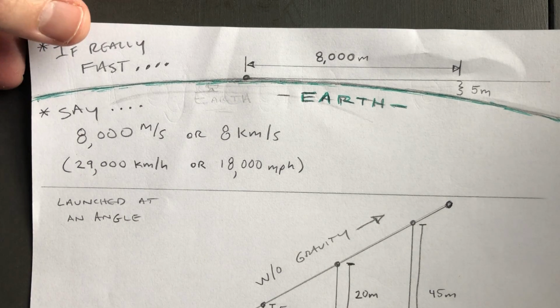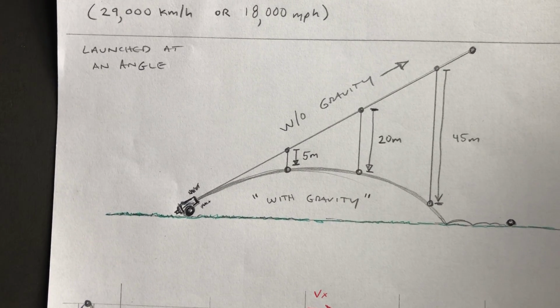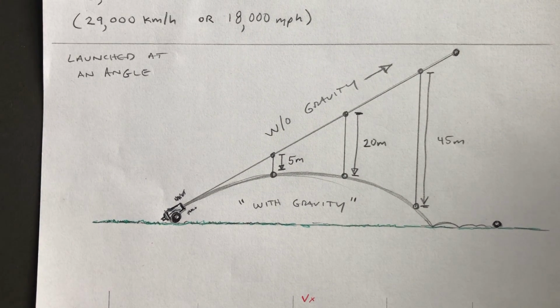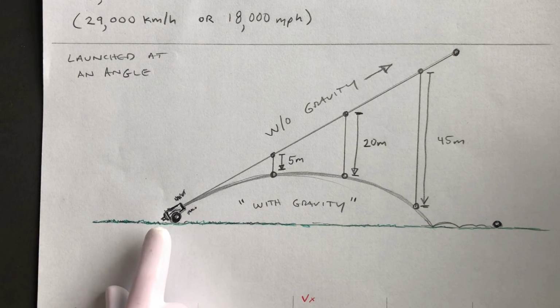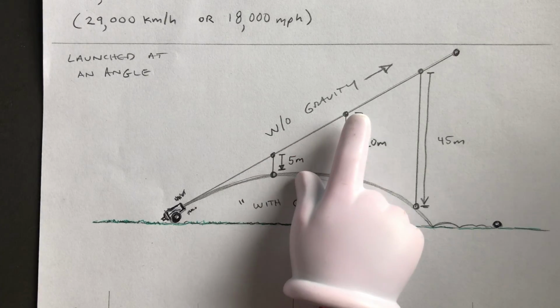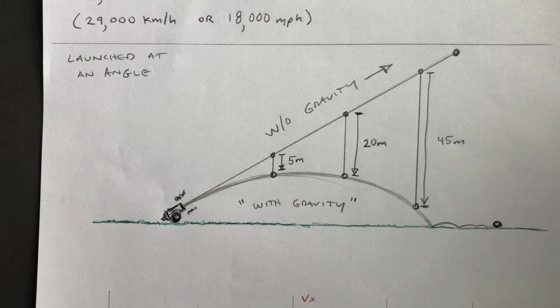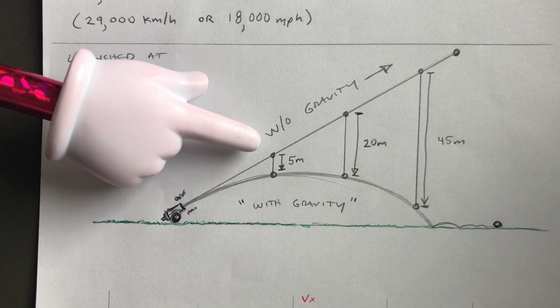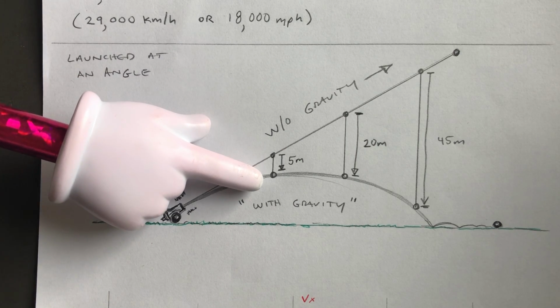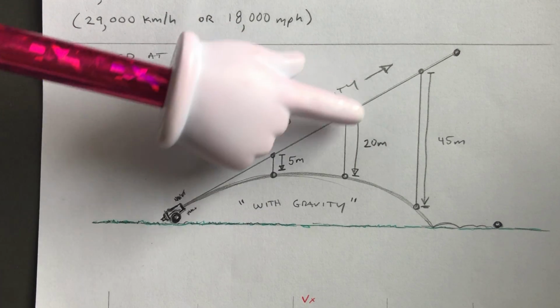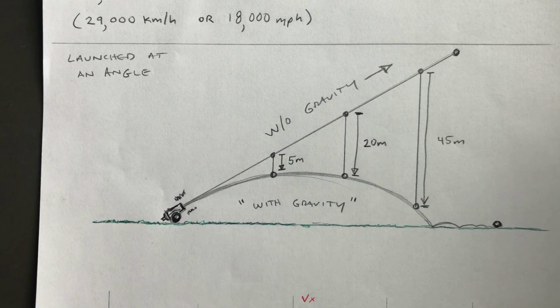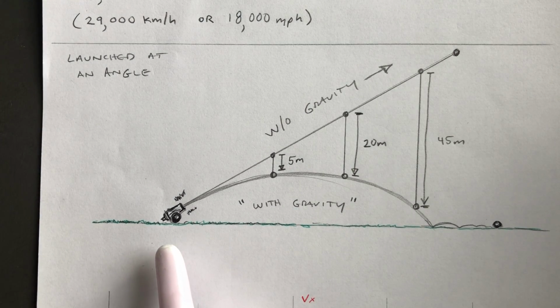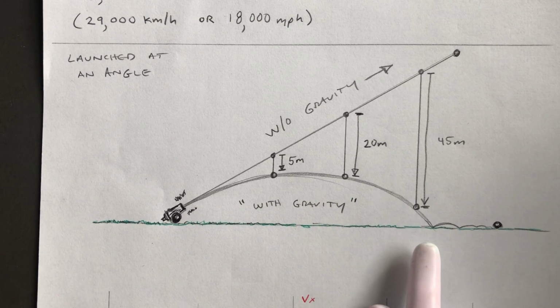Now let's get to launching something at an angle. So let's say you were to launch something at an angle, like you had a cannon firing a cannonball. Well, without gravity, the ball would just keep going in a straight line path, just up and up and up. Now, every second that goes by, it would fall 5 meters in the first second, 20 meters in the second second, and 45 meters in the third second. That's why objects thrown or fired up at an angle follow what we call a parabolic path, a nice parabolic path.